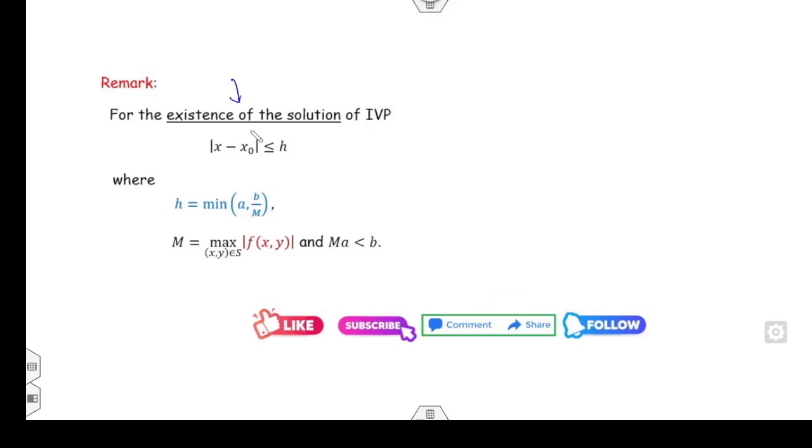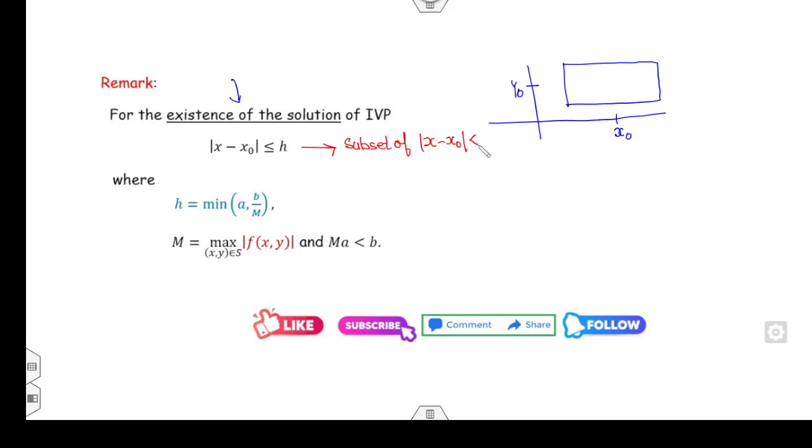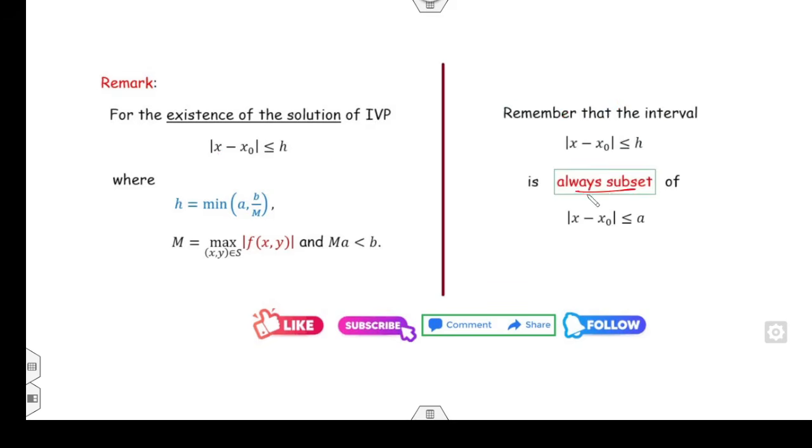Once we are able to find the existence of the solutions, we always need x naught in this rectangle. As I mentioned, if this is your rectangle around the point x naught and y naught, and definitely the length, this is a subset of |x minus x naught| less than a. So this is always a subset of |x minus x naught| less than a.